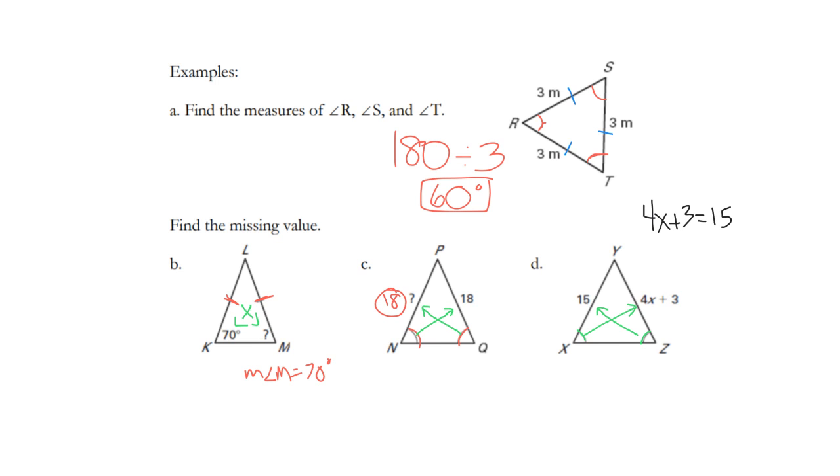4x plus 3 equals 15. And we can subtract 3, 4x equals 12, and divide by 4. So x equals 3, and that is the missing value, right? The variable x. So we just needed to find x equals 3, and we're good to go. Again, 4 times 3 is 12, plus 3 is 15. They both need to be 15.